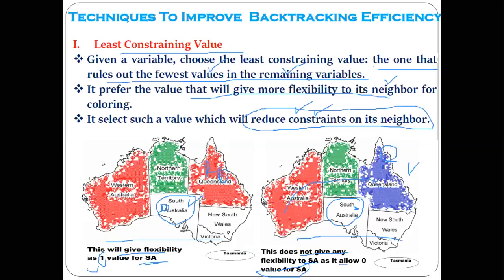Yes, sir. Understood? So that is the first technique related with which value to select, so that the constraint on the neighbor gets reduced and the problem can be solved. If you choose this option, do we need to do backtracking here? No. So that's why this is the first technique to improve the efficiency of the backtracking. Understood this one? Yes, sir.